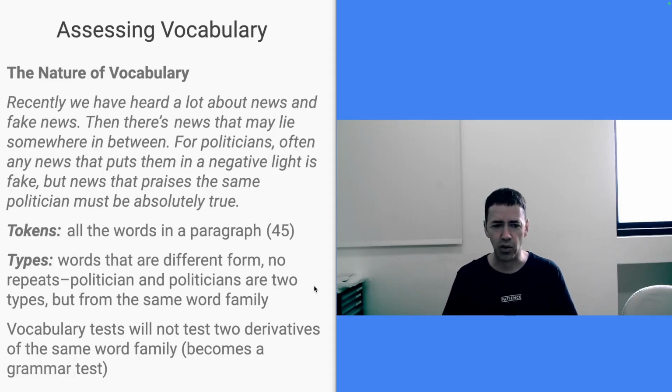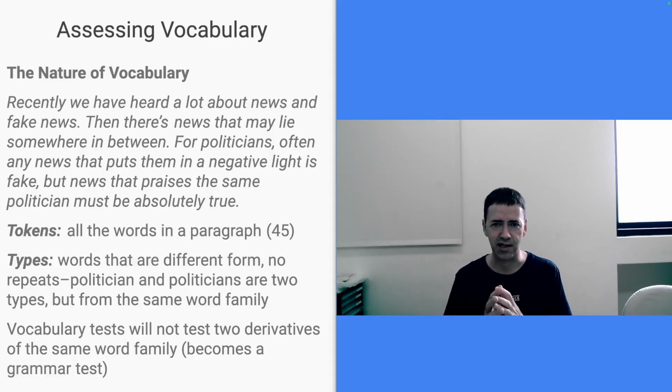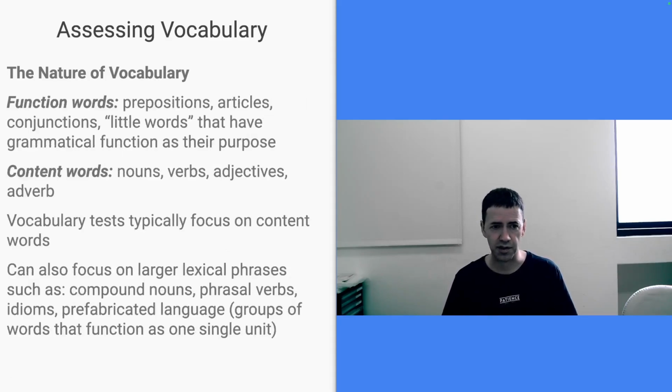Now, why is this important? Because when you give a vocabulary test, typically you will not test 2 derivatives from the same word family. You will not test politician and politicians because now it becomes a grammar test. You're not actually just testing the vocabulary. So be careful about that when you test words.